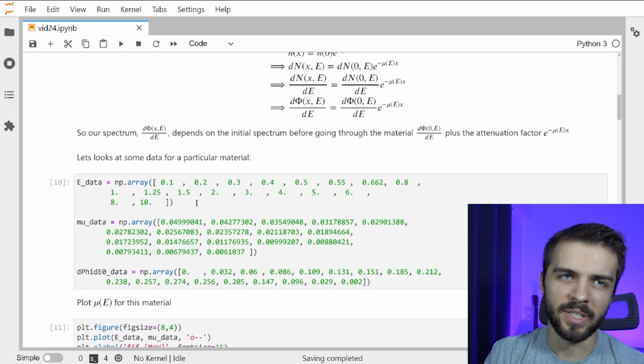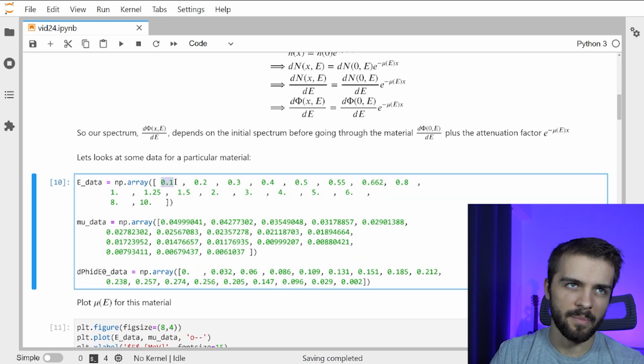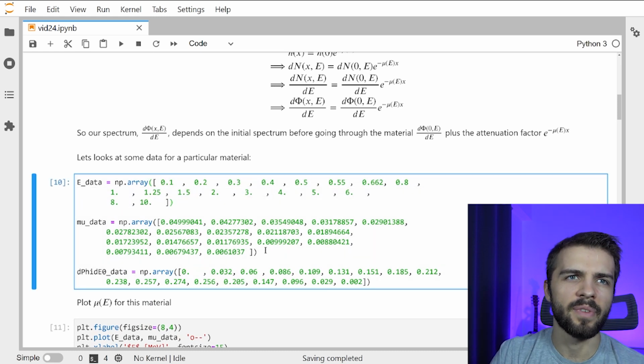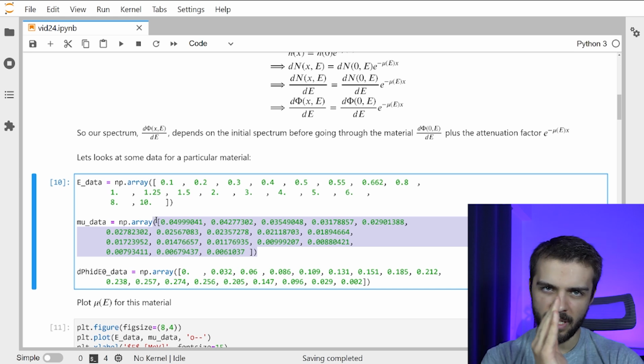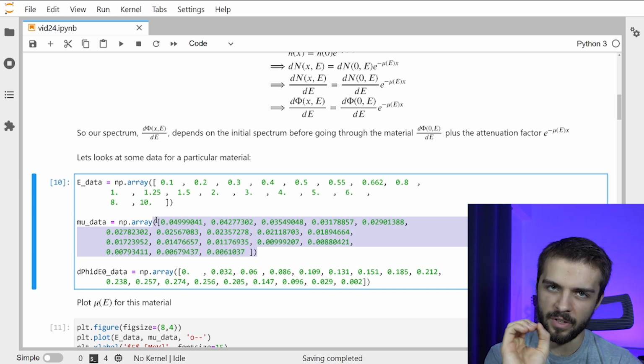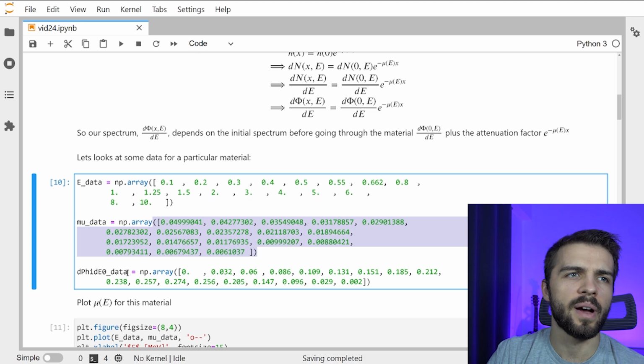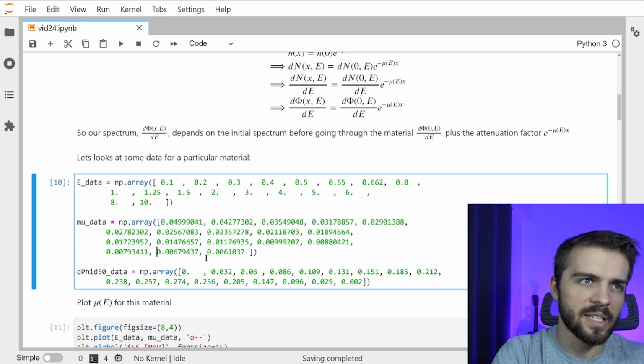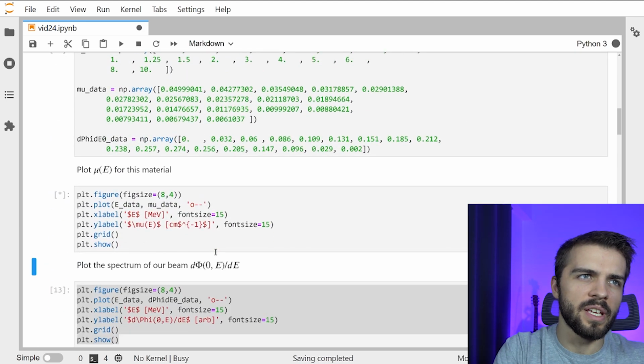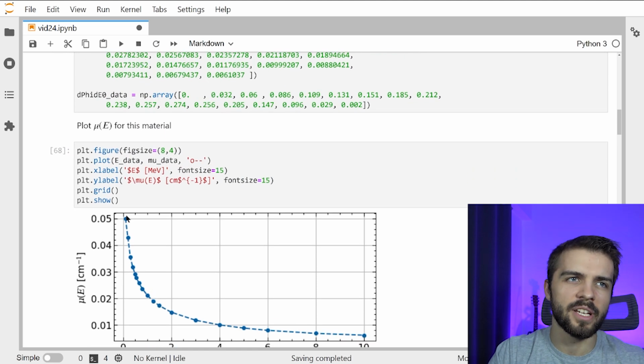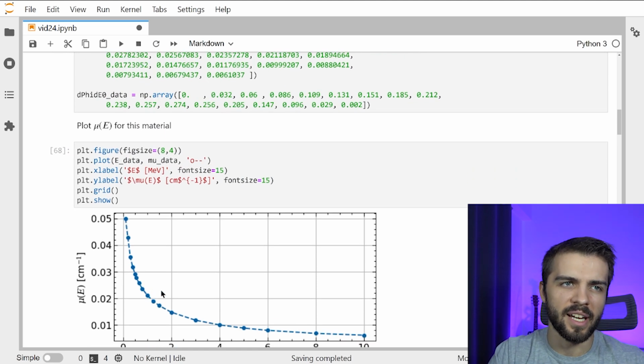So let's look at some actual data here, right? I have some energies, these are in MeV. I have some values of mu for a particular material. This is measured in an experiment, so there are different values of mu for different energies. And I also have a spectrum of our beam. So you'll see what I mean in a sec. So I can plot mu as a function of E for our material. The points here are actual data points, and the dotted line is just connecting them.